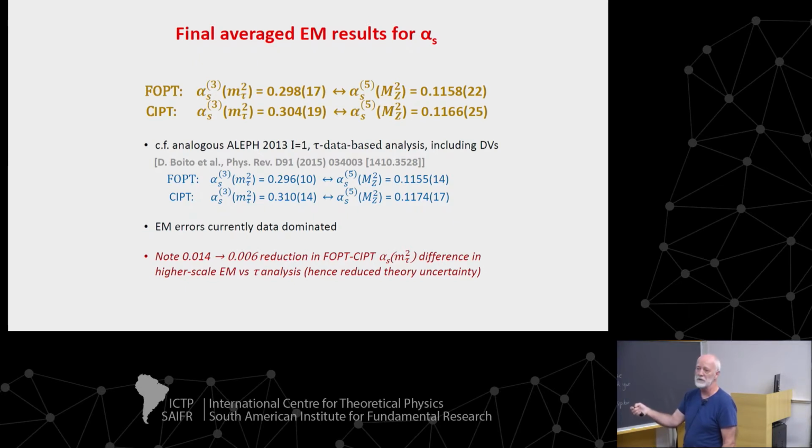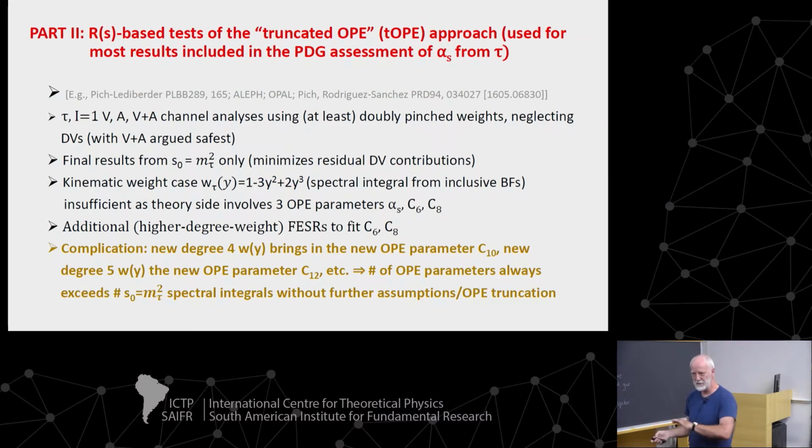It's much smaller in this case here, presumably partly because you're working at a higher scale than you did in the tau analysis. And this reduction in the perturbative truncation uncertainty is what helps this to be data dominated, although, of course, the data errors are a bit larger here as well. Okay, so that's the end of part one.